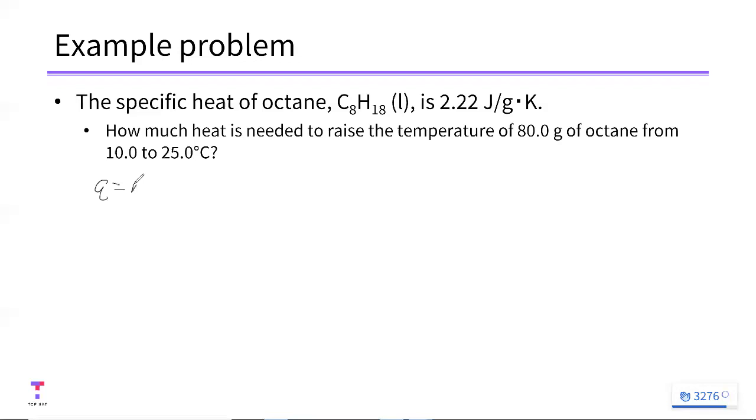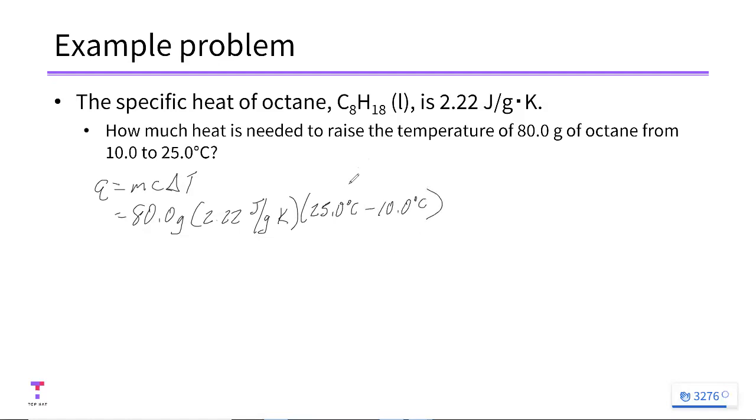Now, if Q is equal to MC delta T, this is a pretty straightforward application. My mass is 80.0 grams. My specific heat is 2.22 joules per gram Kelvin. My temperature change is final minus initial, so 25.0 degrees Celsius minus 10.0 degrees Celsius, which would give me a positive 15.0 degrees Celsius change in temperature.